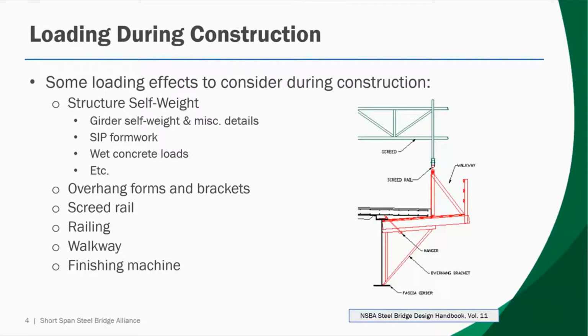Some loading effects to consider during the construction of a short span steel bridge. First off, the self-weight of the superstructure, namely the steel girders themselves, as well as any miscellaneous details. If there is any stay-in-place formwork, that needs to be considered, as well as obviously the wet concrete loads themselves. Also, as the deck is placed, there are going to be appurtenances applied, such as the overhang forms and brackets, the screed rail, the walkway, as well as the finishing machine. Each of these components will add stress to the non-composite girder that the non-composite girder needs to be able to adequately resist in order to generate a safe design.